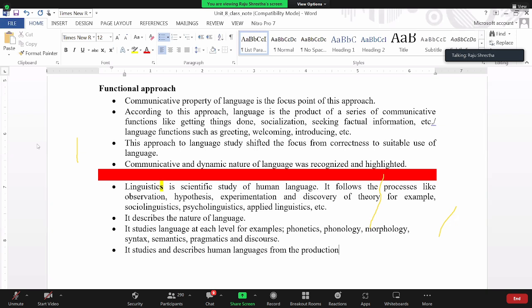production point of view बाट हेर्छ, त्यसपछि organization हैन, organizational perspective कसरी चाहिँ organize हुँदो रहेछ भनेर हेर्छ, त्यसपछि development perspective कसरी विकास हुँदै जान्छ भनेर हेर्छ हैन। So it studies human languages from the production, organization and development perspectives.